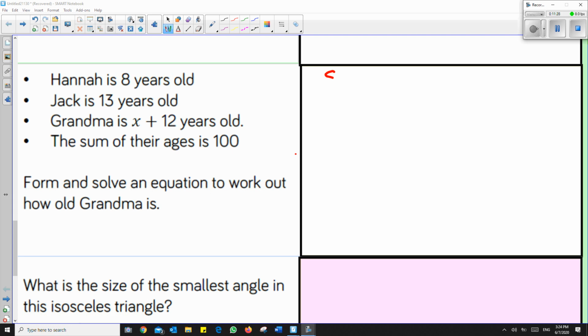Number 3. Hannah is 8 years old, Jack is 13 years old, Grandma is x plus 12 years old. The sum of the ages is 100 years. So, form and solve the equation to work out how old Grandma is. So the first step, A, you're going to form the equation.